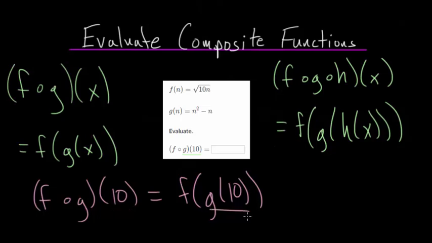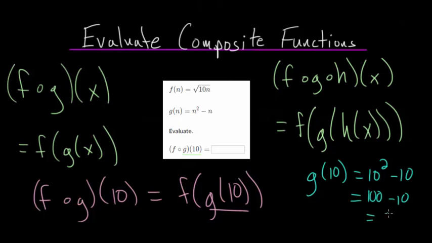So always start on the inside, figure out what g of 10 is first, and then whatever that is, plug that into your function f. So we need to find g of 10. So let's start there. Actually, let me change colors here. We'll use blue. So g of 10, I go to my function g, and I plug it in anywhere I see an n, I replace it with 10. So I get 10 squared minus 10. So that's 100 minus 10, which is 90.